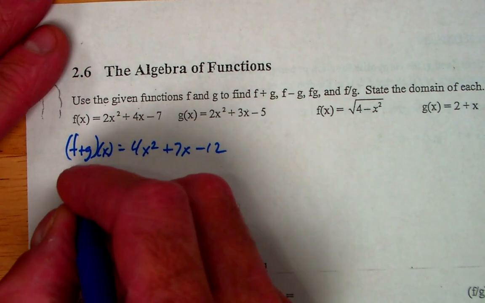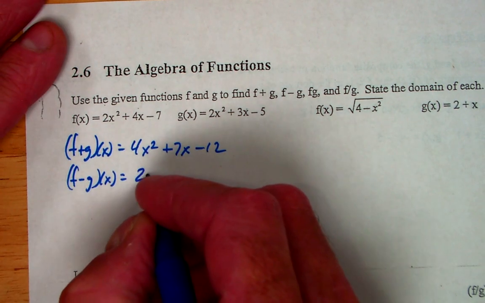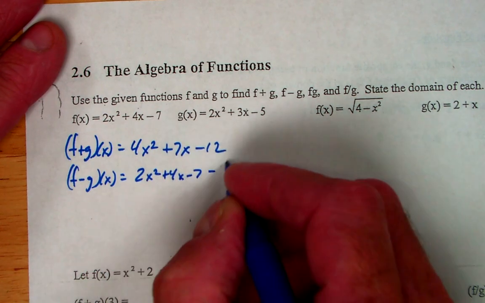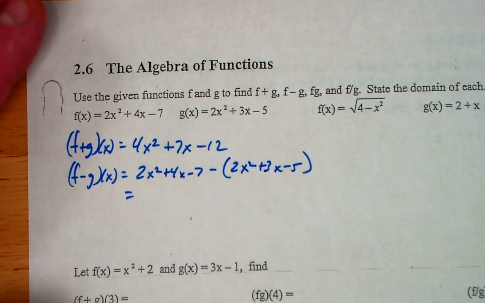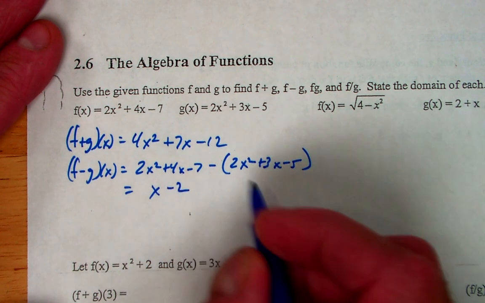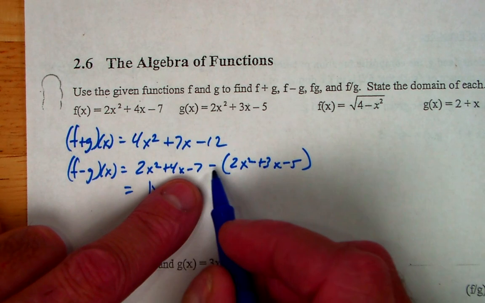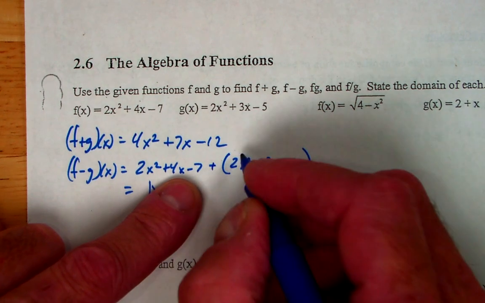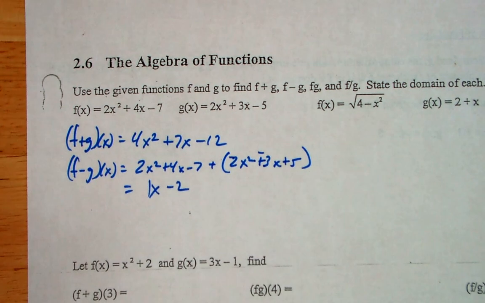F minus g, on the other hand, might be a little bit different for some of us. So I'm going to go ahead and write this out. I got 2x squared plus 4x minus 7 minus this whole thing, 2x squared plus 3x minus 5 equals, help me out. No x squared. So no x squared is good. Then I have 4x minus 3x, so that just gives me 1x. Negative 7, and these two negatives cancel, or I could distribute this through, and I see that I get a negative 2. So there's my f minus g of x.